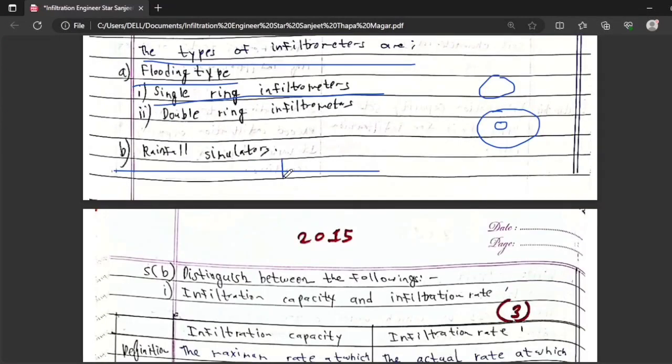Next is rainfall simulator. Rainfall simulator means the artificial rainfall which simulates or pretends or copies the natural rainfall.